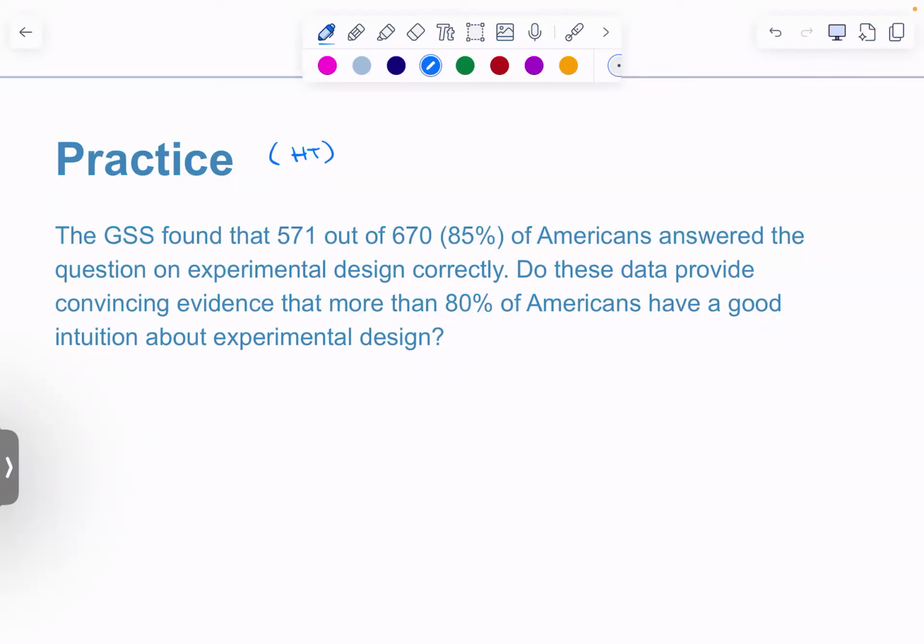The GSS found that 571 out of 670, or 85% of Americans, answered the question on experimental design correctly. Do these data provide convincing evidence? And that's my clue, right? That this is going to be a hypothesis test. That more than 80% of Americans have good intuition about experimental design. I think that's the typo I was thinking of. Okay.